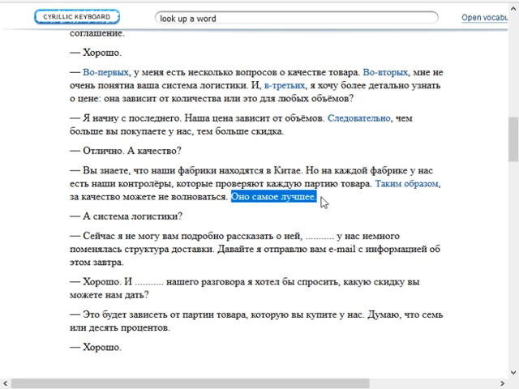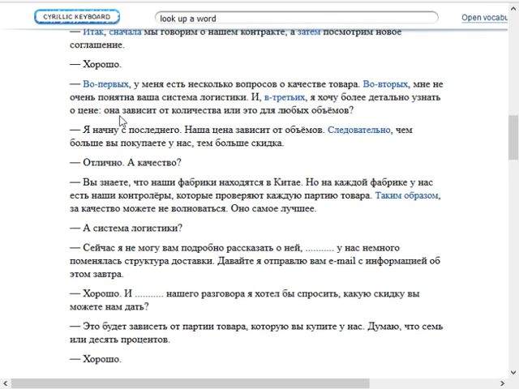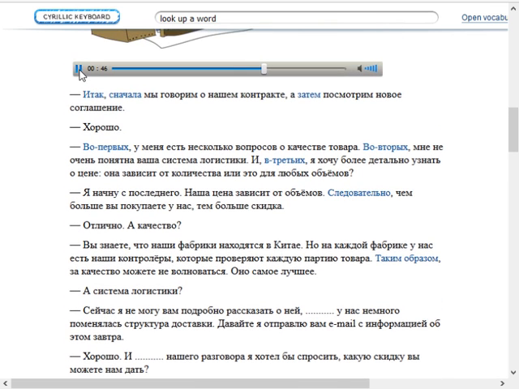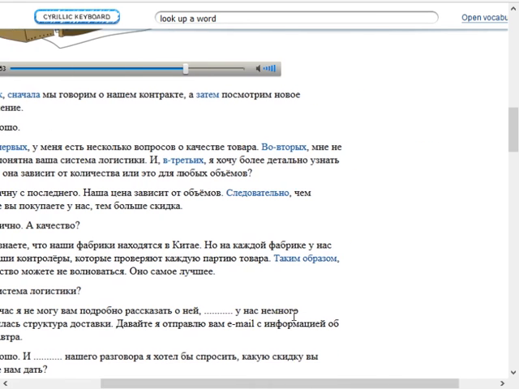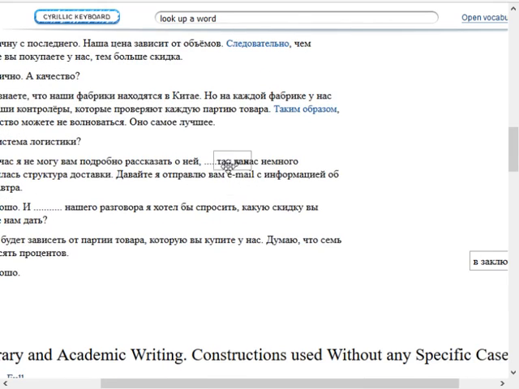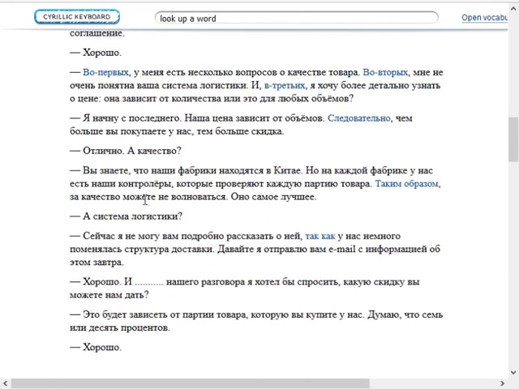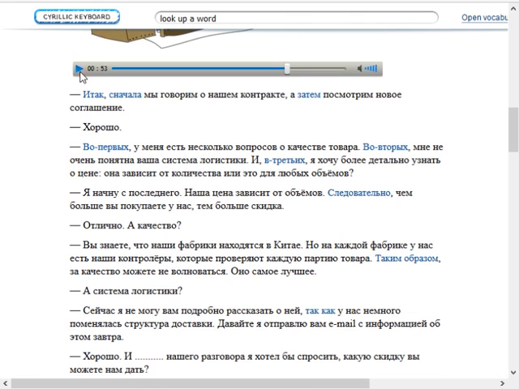On the самое лучшее, it is the best. The quality is the best. А система логистики? And the system of logistics. Сейчас я не могу вам подробно рассказать о ней, right now, I can't tell you much about it. так как у нас немного поменялась структура доставки. Так как, which is another way of saying because or due to the fact that.